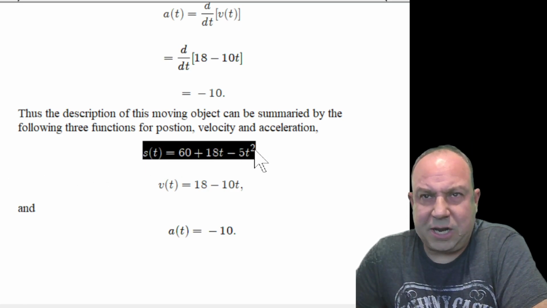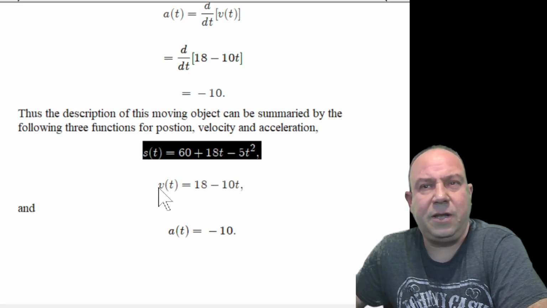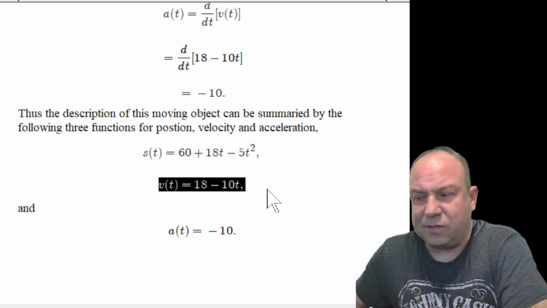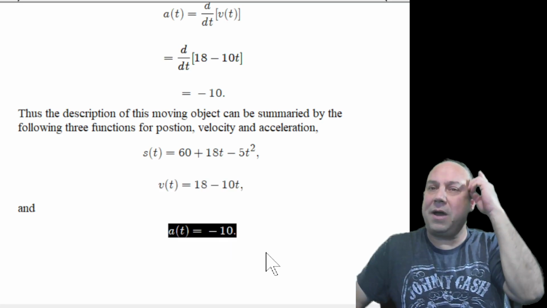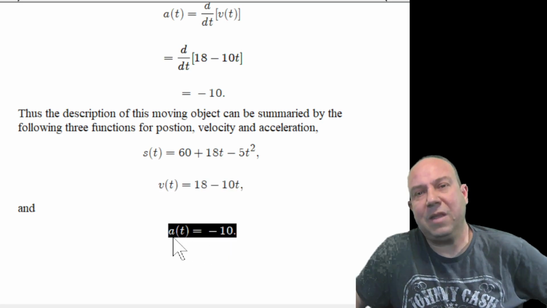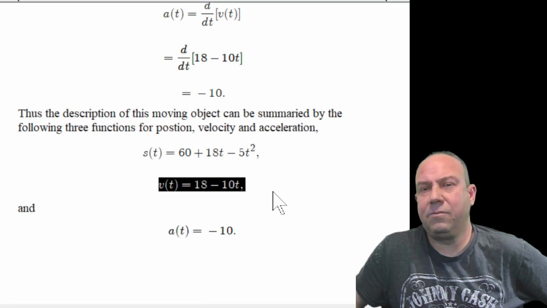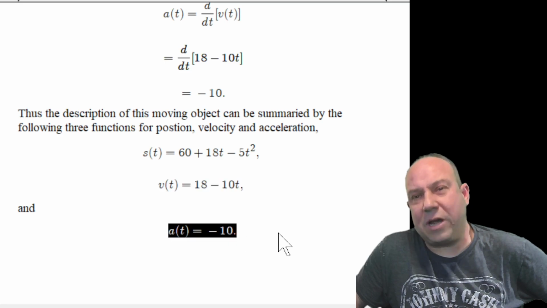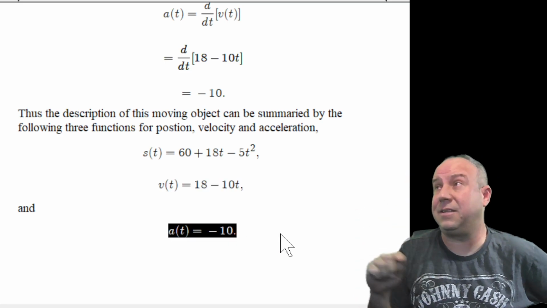The position at any point in time t is given by this function. Its velocity is described by this function, and its acceleration is described by this function. You'll notice the acceleration is 0. Well, sorry. The acceleration is -10. It's constant. This object is constantly accelerating.